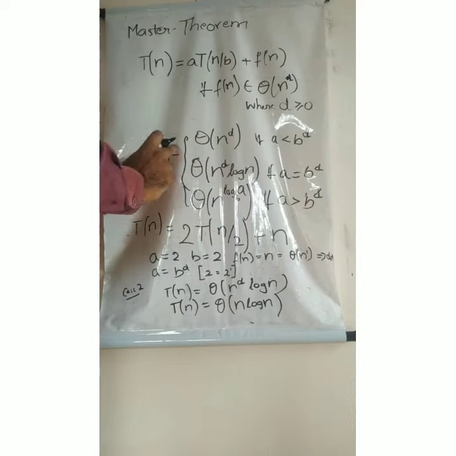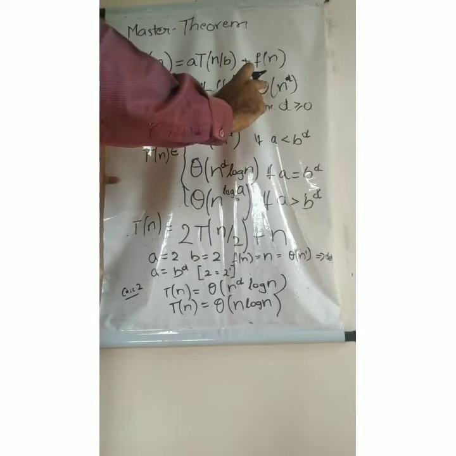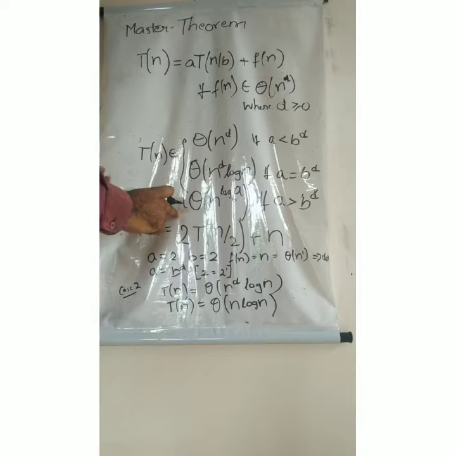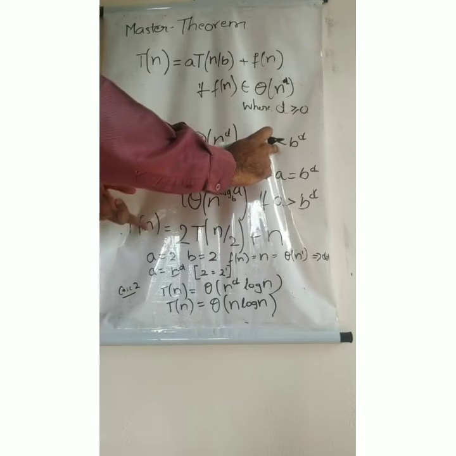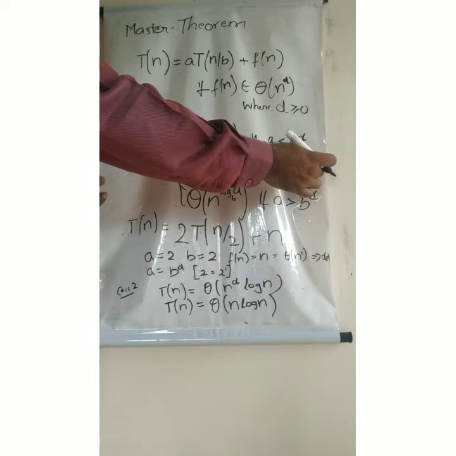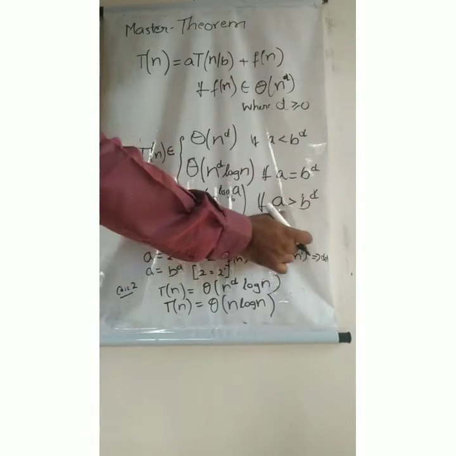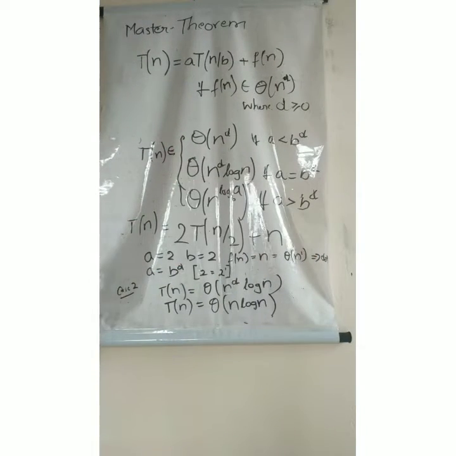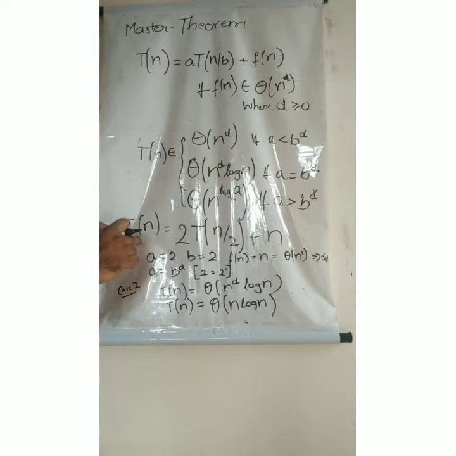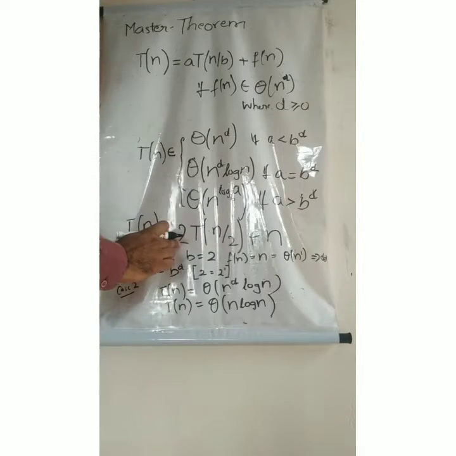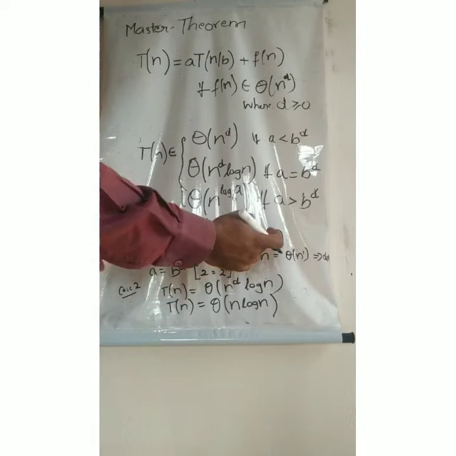Depending on what value the function takes, there can be 3 cases: if a is less than b to the power of d, or a is equal to b to the power of d, or a is greater than b to the power of d. Now we know the time efficiency for merge sort is 2t of n by 2 plus n. This we have solved by the back substitution method in my previous video.